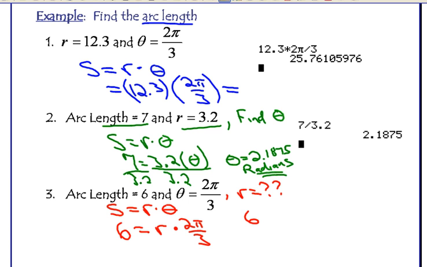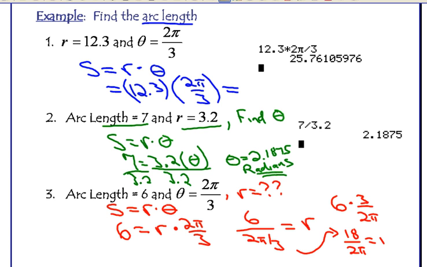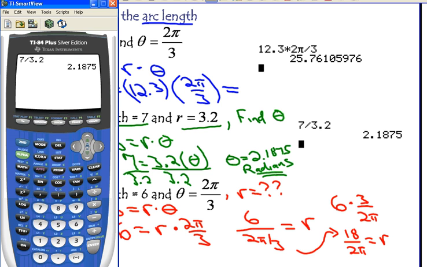How do I get r by itself? I'll divide both sides by 2 pi thirds. That will give me the radius. If I want to do a little bit of algebra, I know how to divide. I multiply by the reciprocal, 3 over 2 pi. So it looks like 18 over 2 pi equals a radius. And at some point, it's okay to pull out your calculator. So let's look at this one.